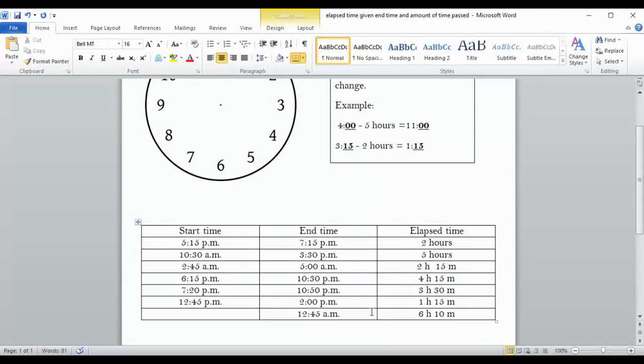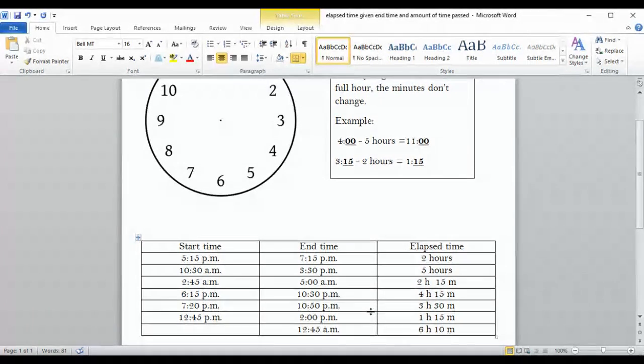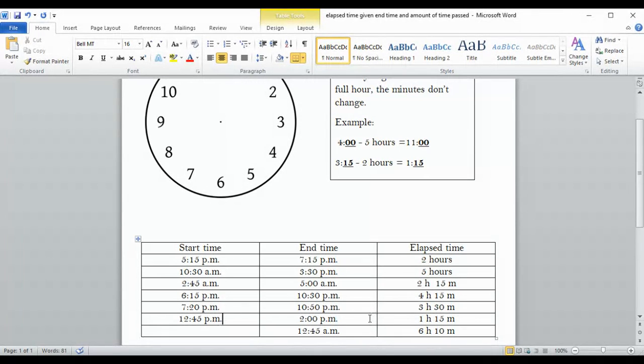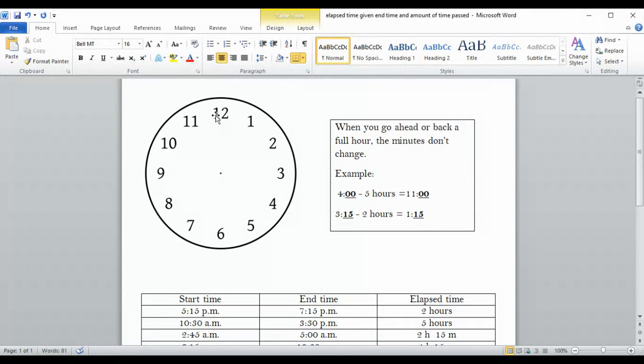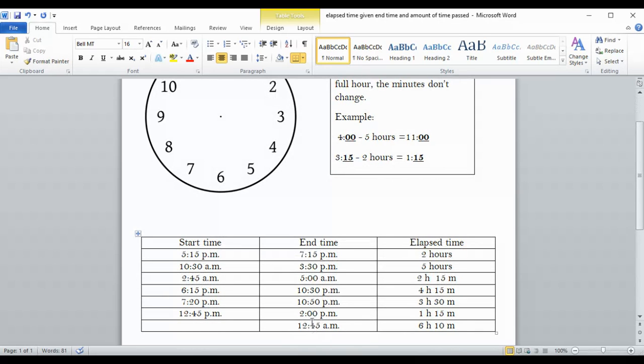All right, now we're at 12:45 a.m. We're going to go back 6 hours and 10 minutes. So if we are at 12:45, my hour hand is going to be pointing right here, and we're going to go backwards. We're going to go earlier 6 hours. So 6 hops, 1, 2, 3, 4, 5, 6. So that puts us at 6:45. So I'm going to write down 6:45.